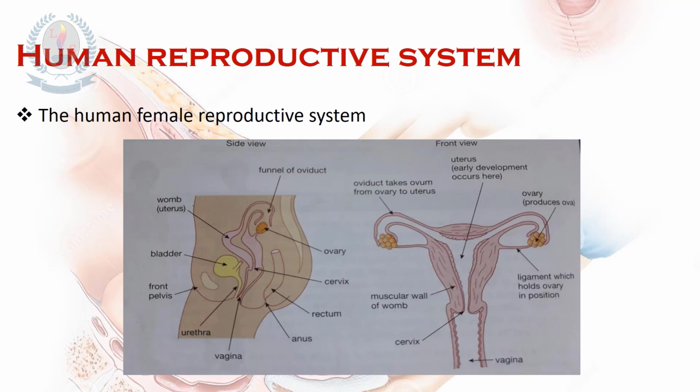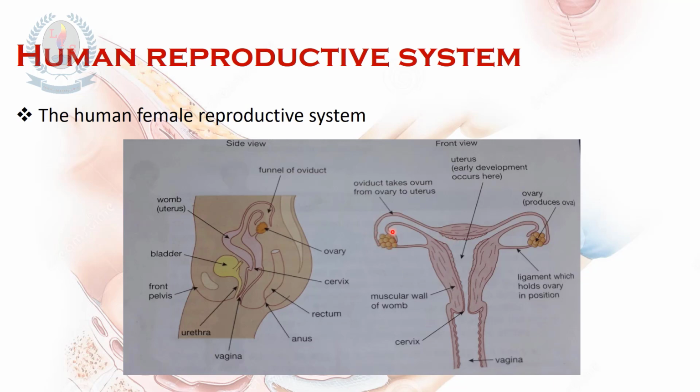Starting from this slide, I am going to explain the human reproductive system. First we'll look at the human female reproductive system. Here I have given a side view and front view of the female reproductive system. You can refer to this image on page number 198 in your textbook.